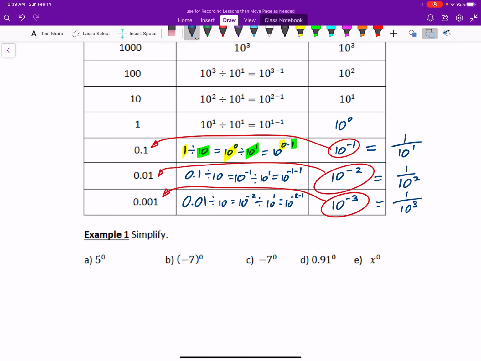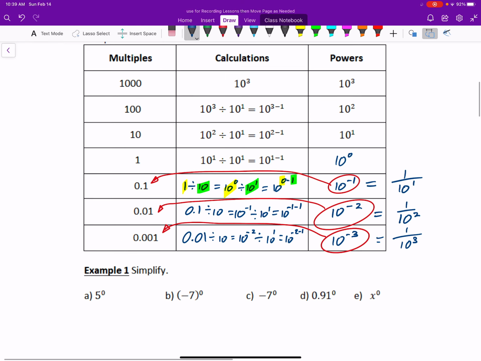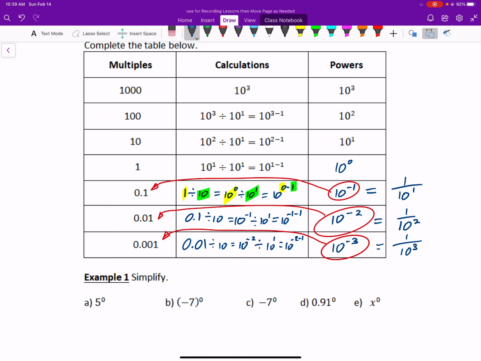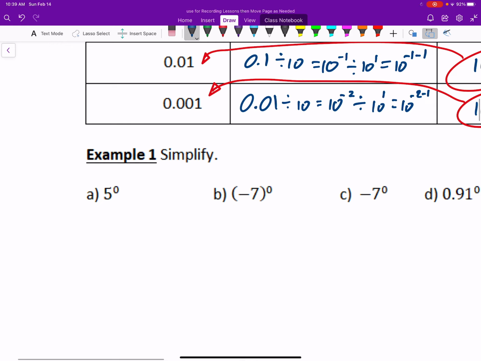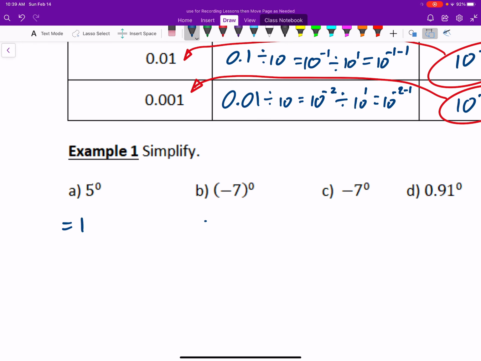So let's go through a couple things just to make sure that you're on board. We just used a base 10 for this example, but we could use any kind of base. So 5 to the exponent 0 is going to equal 1, because anything to the exponent 0 equals 1. Negative 7 to the exponent 0 is going to equal positive 1, because right now that 0 is on the whole bracket, including the negative sign. It makes it positive 1.